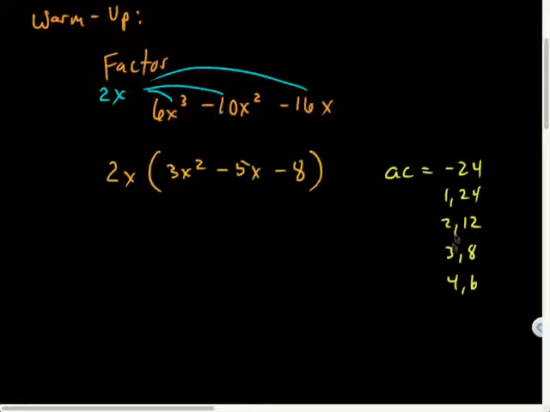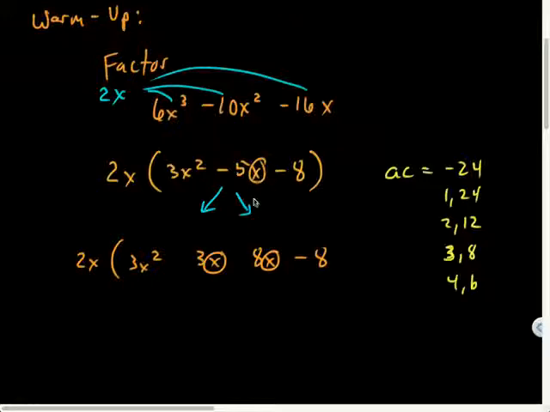So now that I've got the 3 and the 8, what I do is the old split the b term into 2 like terms whose coefficients are the factors that we just found. So I'll have 2x times 3x squared. Let's see, I'll put a 3x, an 8x, and then the minus 8. Right, so I've split this up into like terms. That's why they've got the x's here, because in order for them to be like, they have to have the same variable and the same exponent.